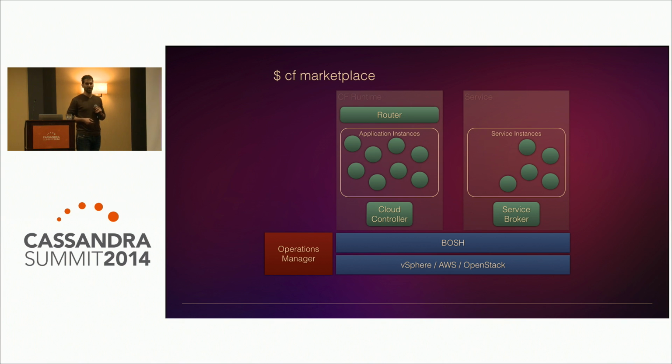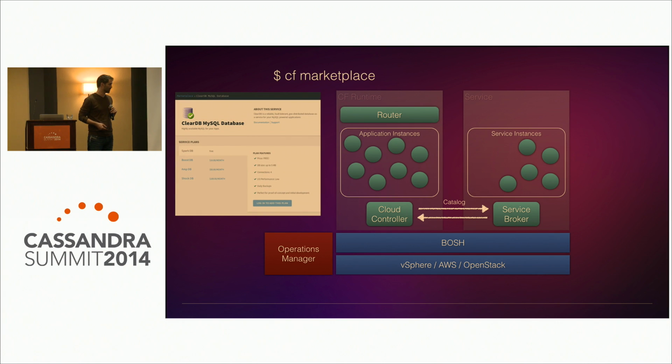Application developer, and I like the command line because I'm a Unix geek, so most of the stuff I talk about is going to be on the command line, but of course this all works through the dashboard as well. But the application developer says, okay, CF Marketplace, tell me what you have for data services. The cloud controller then reaches out to the service broker. It says, what do you have? The service broker says, well, I've got Cassandra, right? And then the cloud controller says, here's what we have available. One of the services is Cassandra.